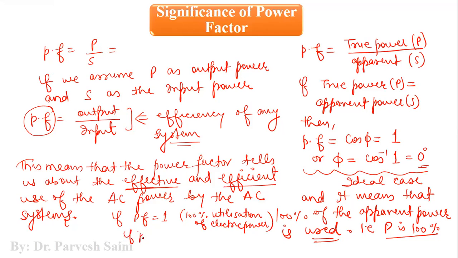If PF is equal to 0.5, that means 50% utilization of electric power. Then where has the rest of the 50% gone? That is another question.